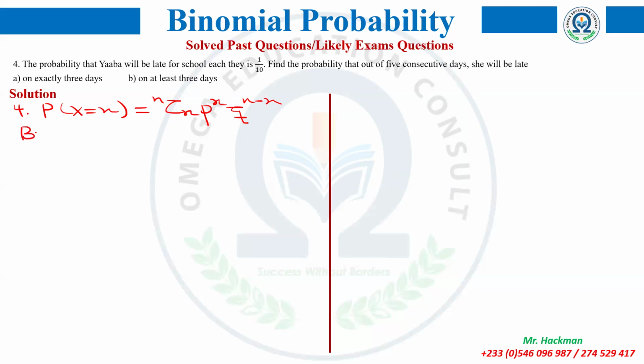So, our N will be, if you read the question, what do you think will be your N? 5. Okay, so the sample days will be 5, the number of trials. Then P, small p, will be equal to the probability of what? Your success. And which outcome are you taking as your success?